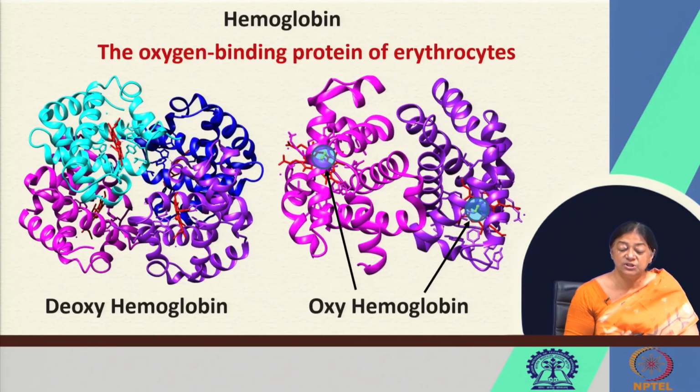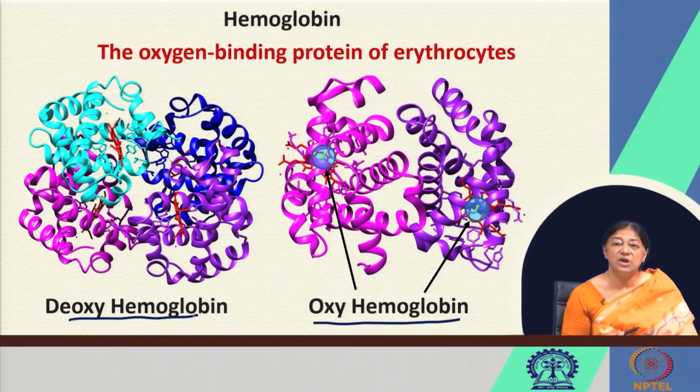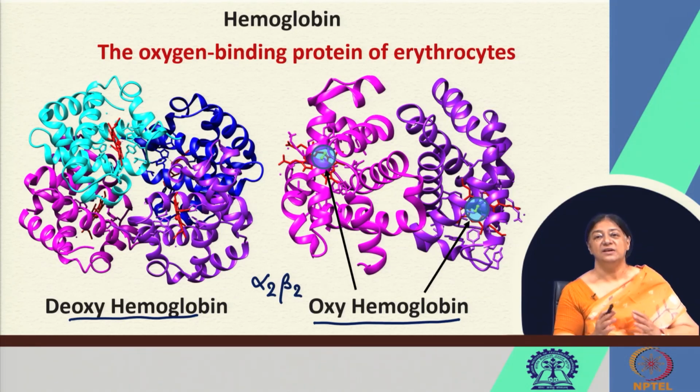Now, when we look at the oxygen binding protein of erythrocytes, that is hemoglobin, we realize the importance, which we will study later in the course when we do more about protein ligand binding. We have oxyhemoglobin, we have deoxyhemoglobin, and the structures, though having the same alpha 2 beta 2 units, loosen up or, as it is called, breathe in a beautiful manner.